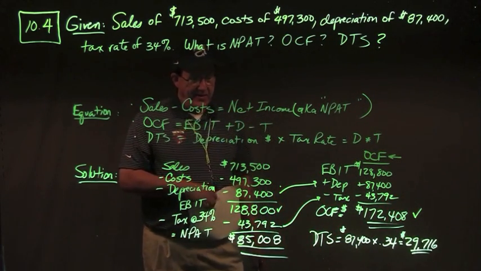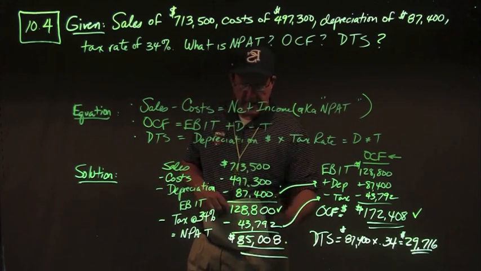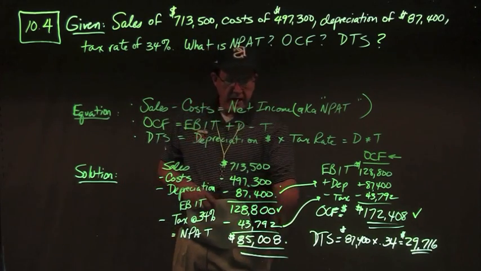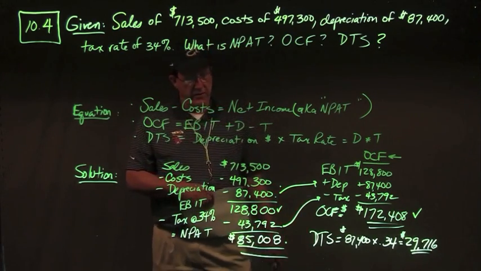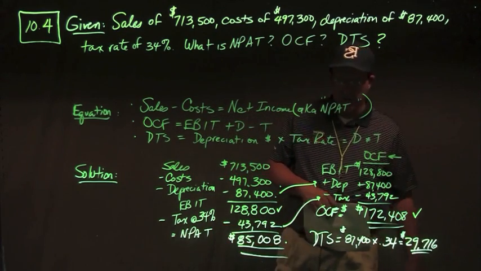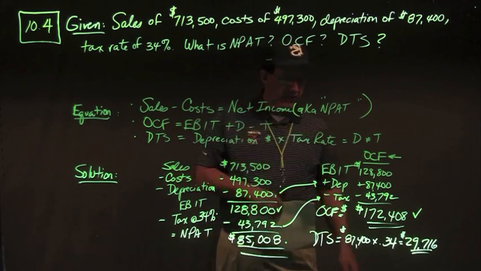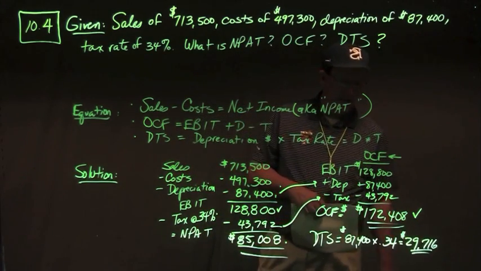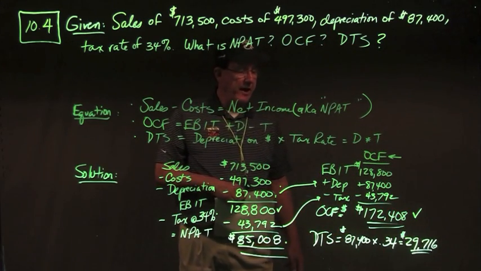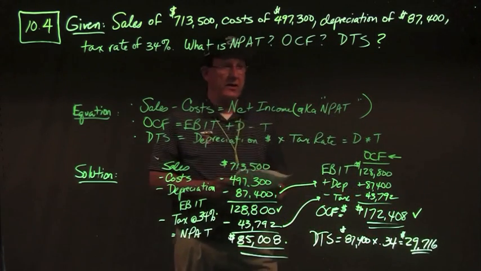And I can test that by taking my NPAT plus D, since there's no interest expense in the calculation, and I should get the same answer, 172,408, and it looks like I do. And my depreciation tax yield is depreciation of 87,400 times my tax rate of 34%, and I'm shielded by taxes to the tune of 29,716. 29,716 is my depreciation tax shield.